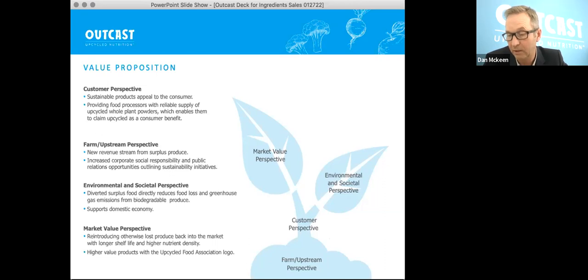From the environmental and societal side, it is great for the environment because we are taking produce that otherwise would not be utilized for human consumption and putting it back into human consumption. It really supports reduced greenhouse gases, because if you don't use it, you have to grow more to fill that gap. And by reintroducing otherwise lost products back into the market with longer shelf life and high nutrient density, it grows the economy. So we think it's all very positive.